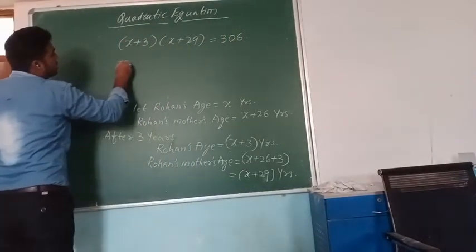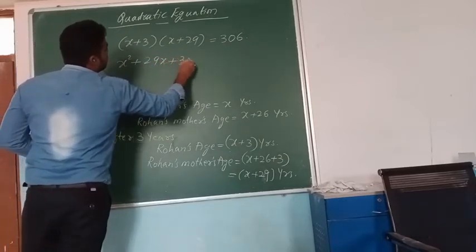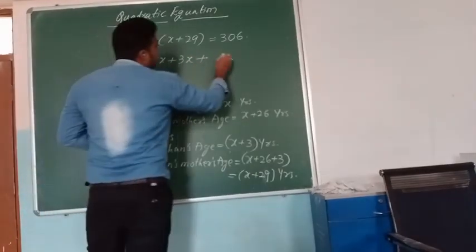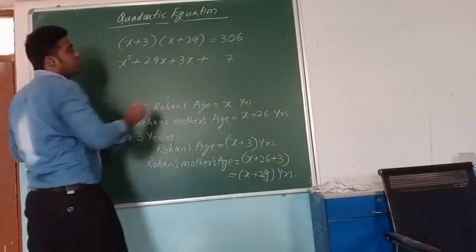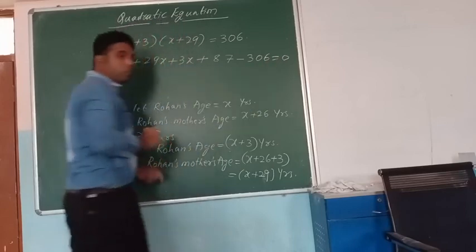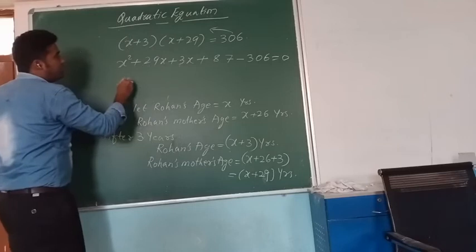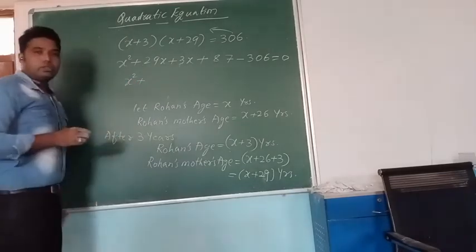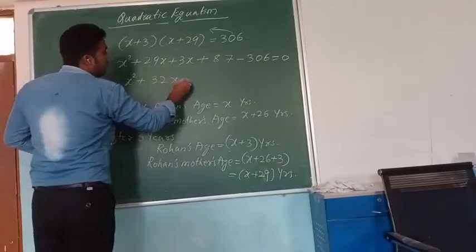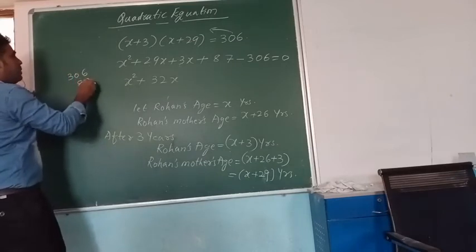Let us multiply that. x into x, x square, plus 29x plus 3x plus 3 into 29 you have to do. 3 nines are 27, 2 left, 3 twos are 6, 87 it is. Minus 306, which is equal to 0. Why minus 306? Because you have to bring it to this side. This becomes x square plus 29x plus 3x, that becomes 32x, and minus 306 plus 87.